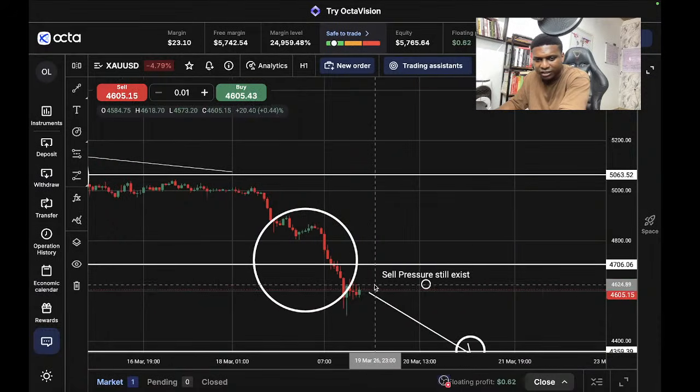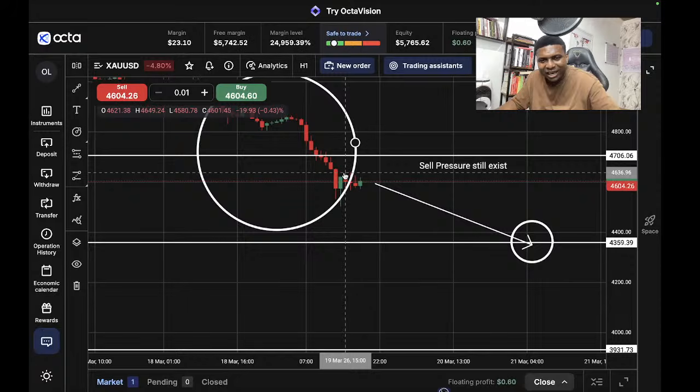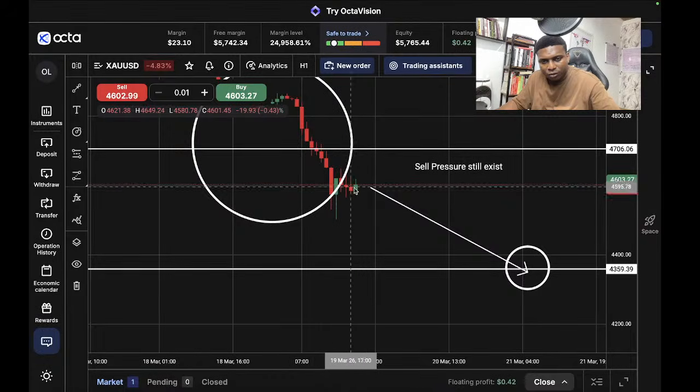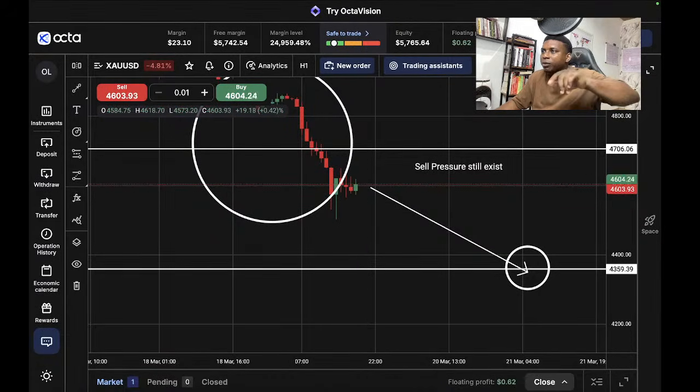Sell pressure still exists here. Because when you look at it closely now, you see that there are weak candles here. Very weak candles at this level. And the likelihood of a further drop in price is higher.